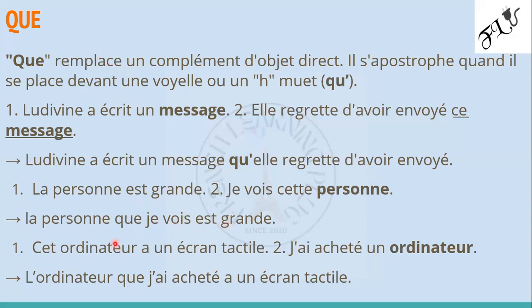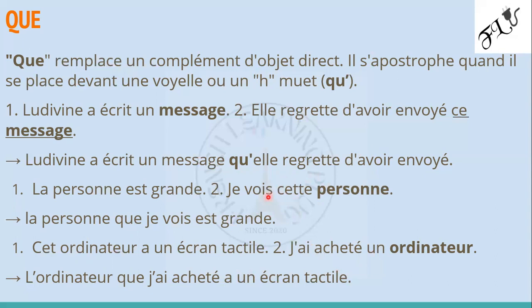Did you get it? Okay, so next one: cet ordinateur a un écran tactile. J'ai acheté un ordinateur. So here is the COD: un ordinateur. Let's form a complex sentence with that. It's going to simply be l'ordinateur que j'ai acheté a un écran tactile. The laptop that I bought, c'est ça.